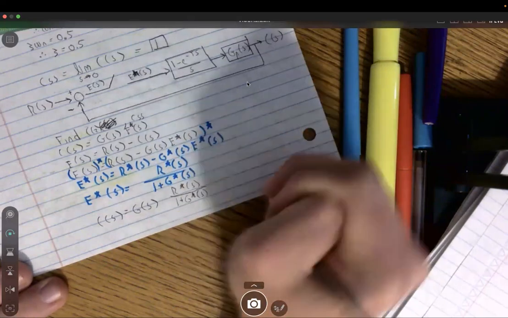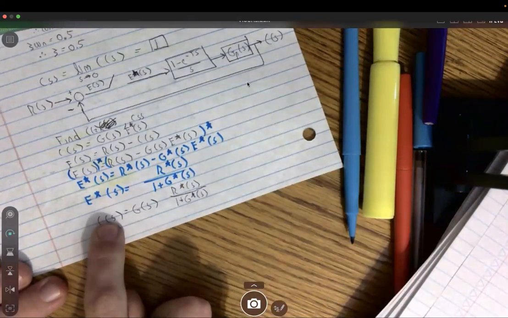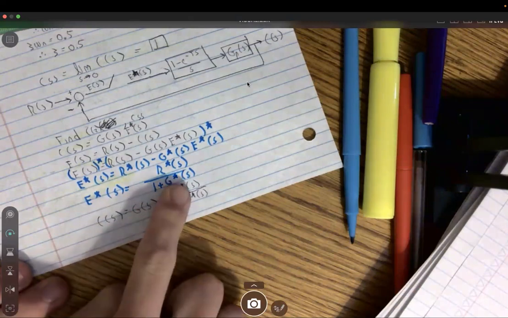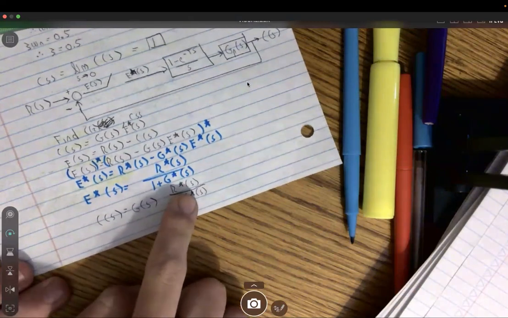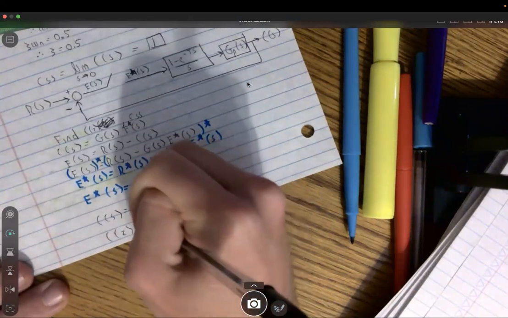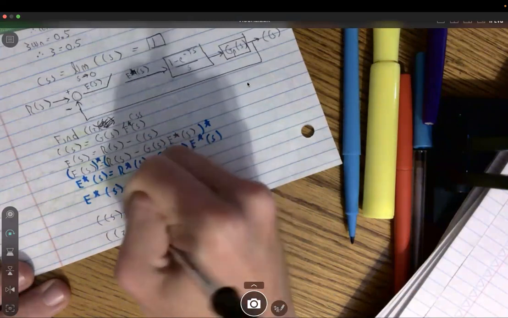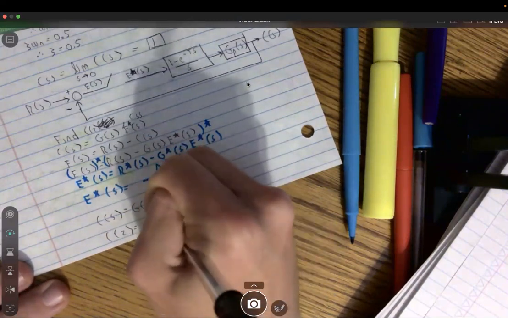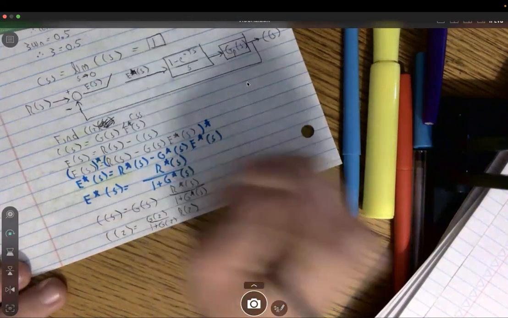Now remember, taking the star transform of both sides, you're going to get C star of S equal to G star of S times R star of S all over 1 plus G star of S. So that's just going to be C of Z equal to G of Z times R of Z, all over 1 plus G of Z. So you derive the transfer function there.